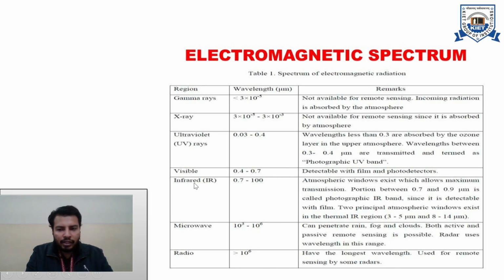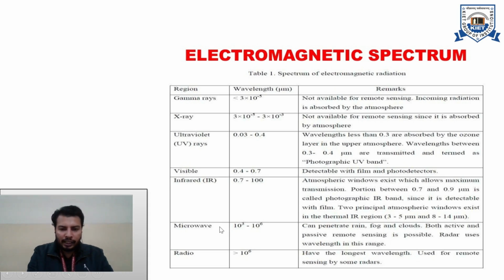Then coming to the infrared region. The infrared region has a large variety of wavelengths from 0.7 micrometer to 100 micrometers. In this huge band, it is not so that the whole band will be transmitted. Certain wavelengths will be allowed to transmit, and those are called atmospheric windows. So there is selective transmissibility of these electromagnetic radiations. Some atmospheric windows allow maximum transmission through them. The portion between 0.7 to 0.9 is called the photographic infrared band.